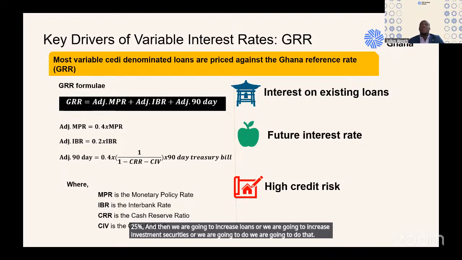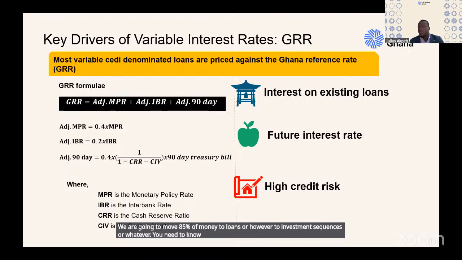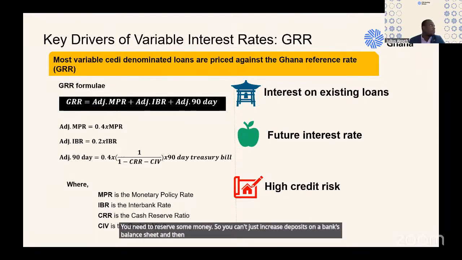We are going to move 85% of the money to loans or investment securities. You need to know that you can't lend out all the money. You need to reserve some money. So you can't just increase deposits on a bank's balance sheet and then lend all of them out. No, it doesn't work like that.